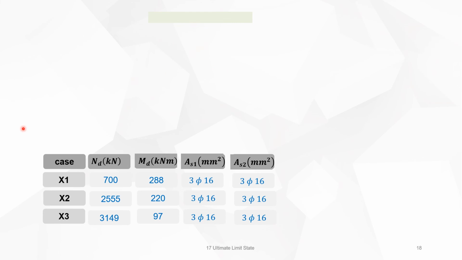But now something looks strange. Cases 1, 2 and 3 all have exactly the same reinforcement. How is it possible? The normal force and the bending moments differ enormously from each other. They are totally different, and the reinforcement stays the same.